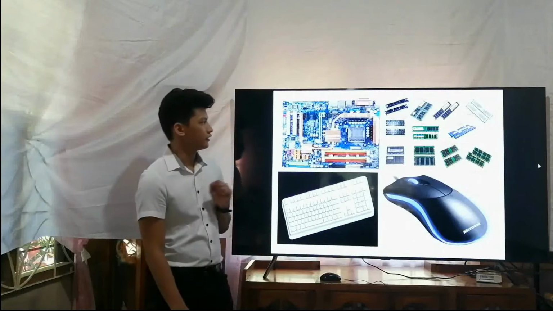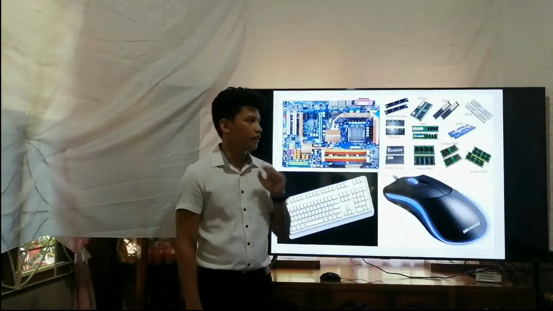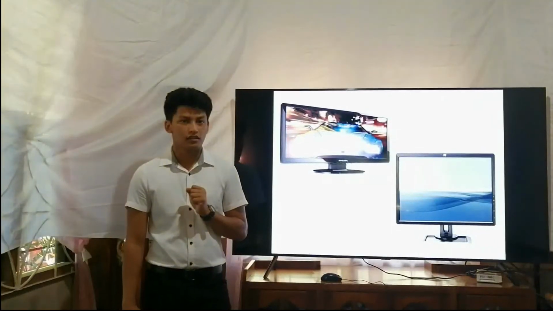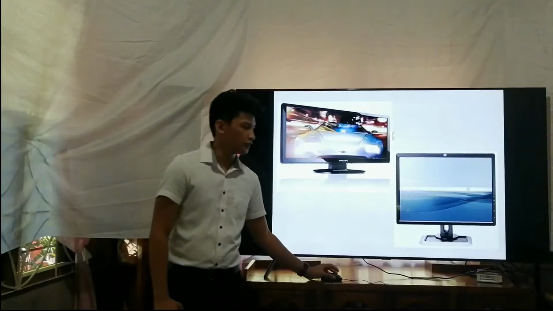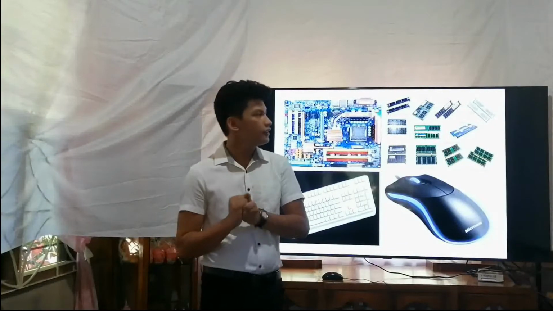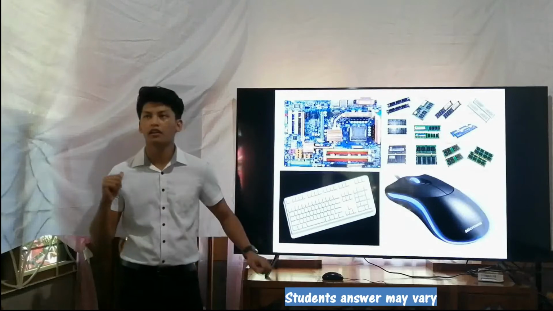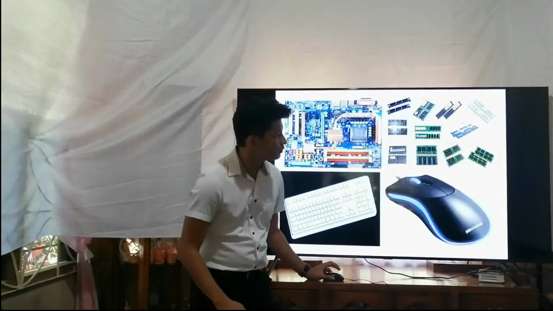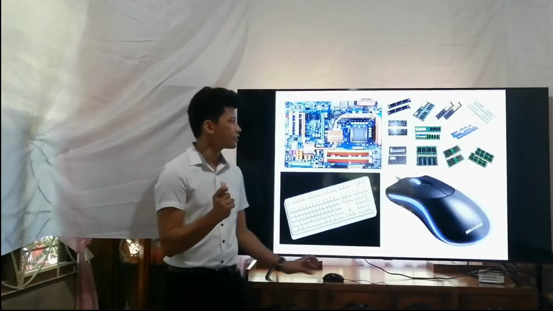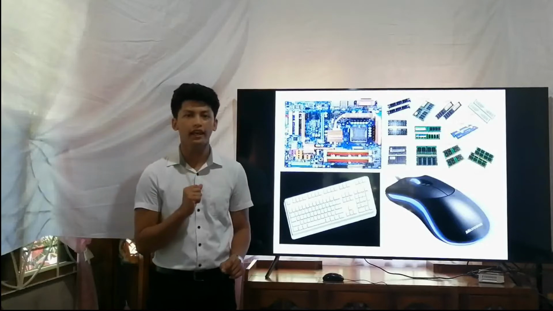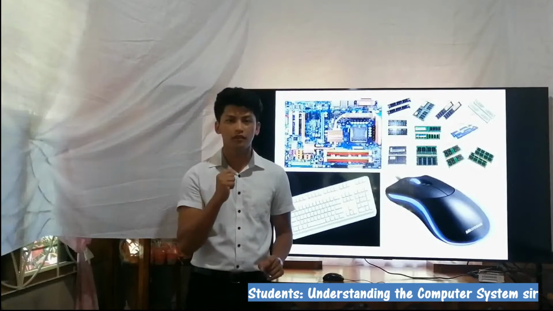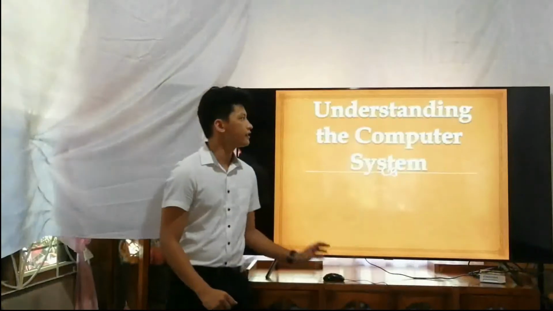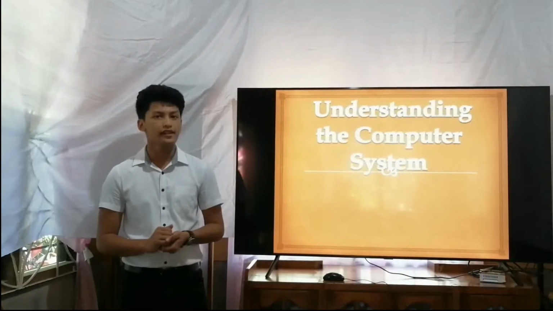First picture. Okay, the next one. Time's up. From these pictures, class, who can describe them? Anyone? Okay, very good. From these pictures, who can guess what our topic is for today? Anyone? Okay, very good. Our topic for today is understanding the computer system.